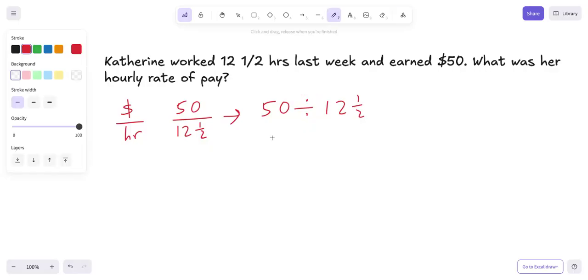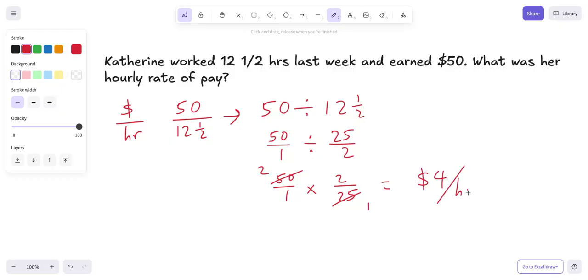When we're dividing, we need improper fractions, so 50 over 1 and 12 times 2 is 24, plus 1 is 25 over 2. And then instead of dividing, we multiply by the reciprocal of just the second fraction. Keep the first fraction the same. 50 and 25 both divided by 25 to get 2 and 1. And then 2 times 2 is 4. So this is $4 per hour. Yikes. Hopefully this was many, many decades ago.